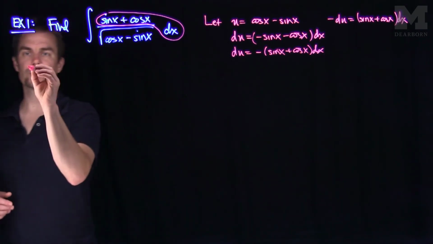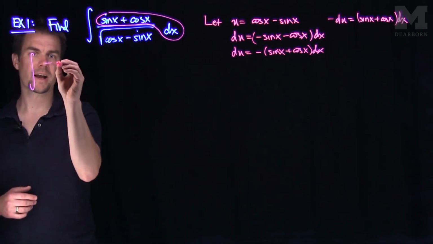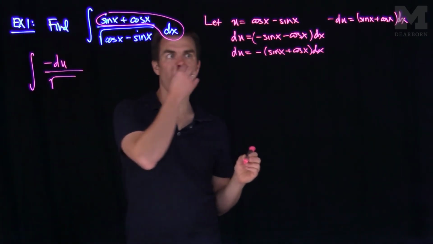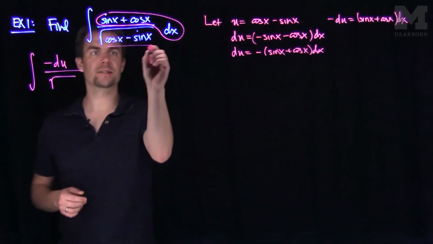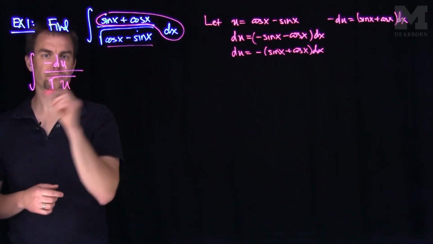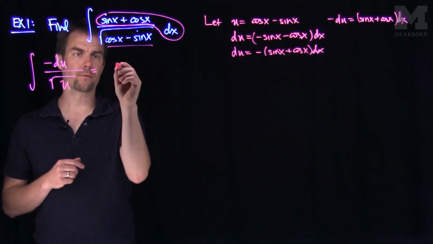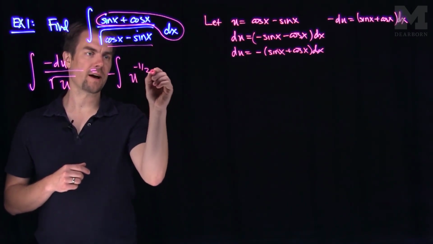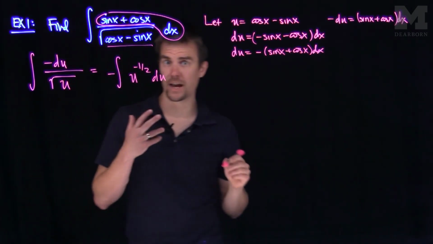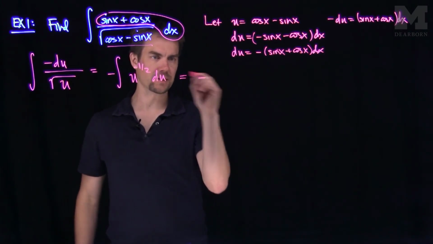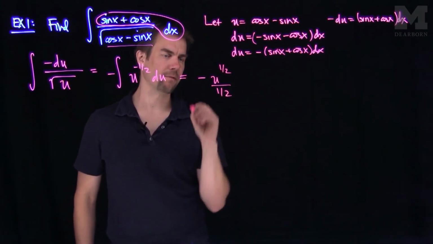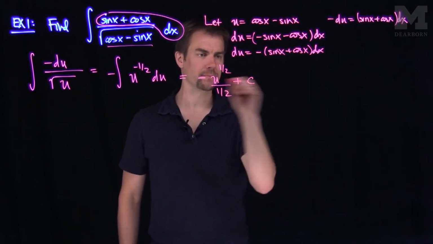So when we make this u-substitution, our integral turns into negative du over the square root, and now I have a cosine minus sine. That's exactly just u. So let's write this in power form. This is negative u to the negative 1/2 du. Integrate this. This is negative u to the 1/2 divided by 1/2 plus a constant c.